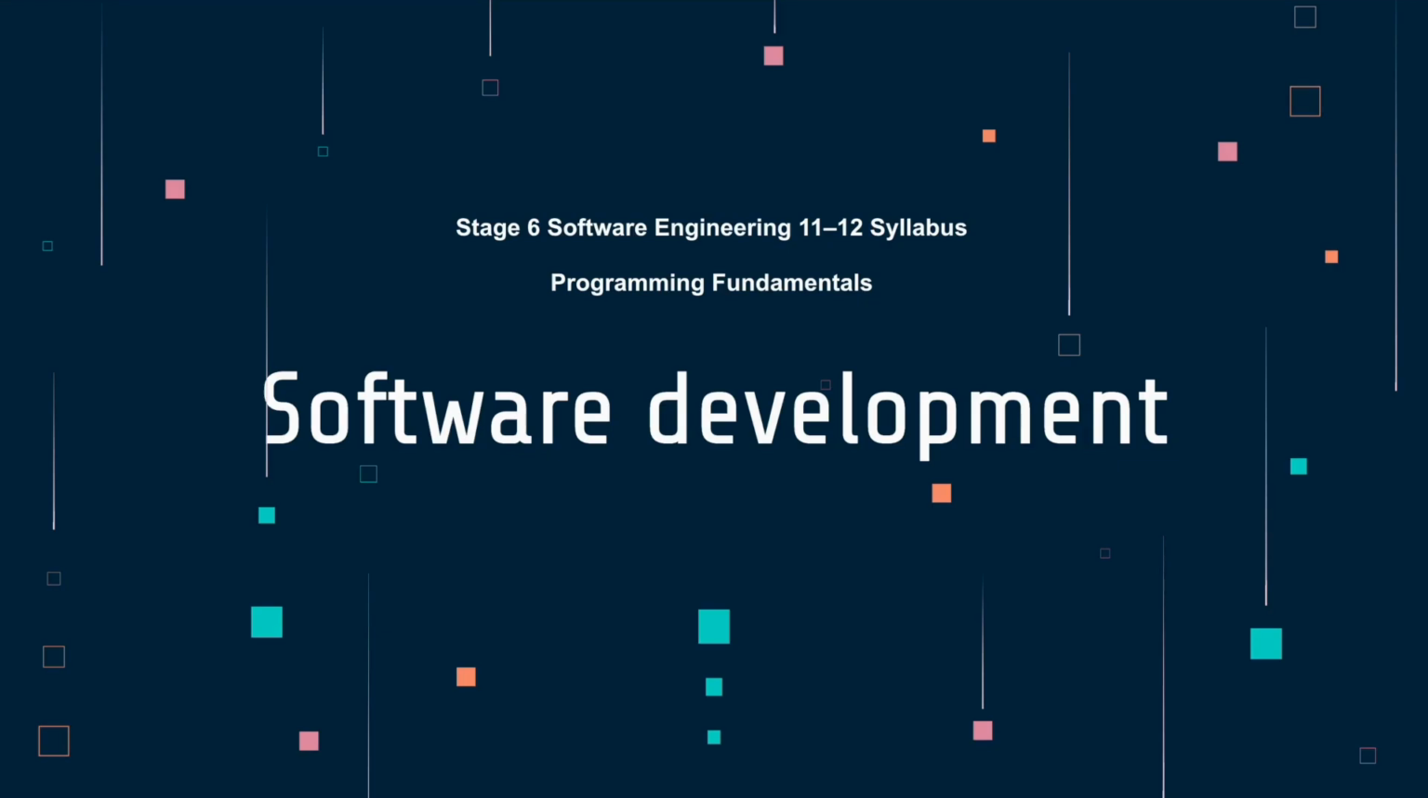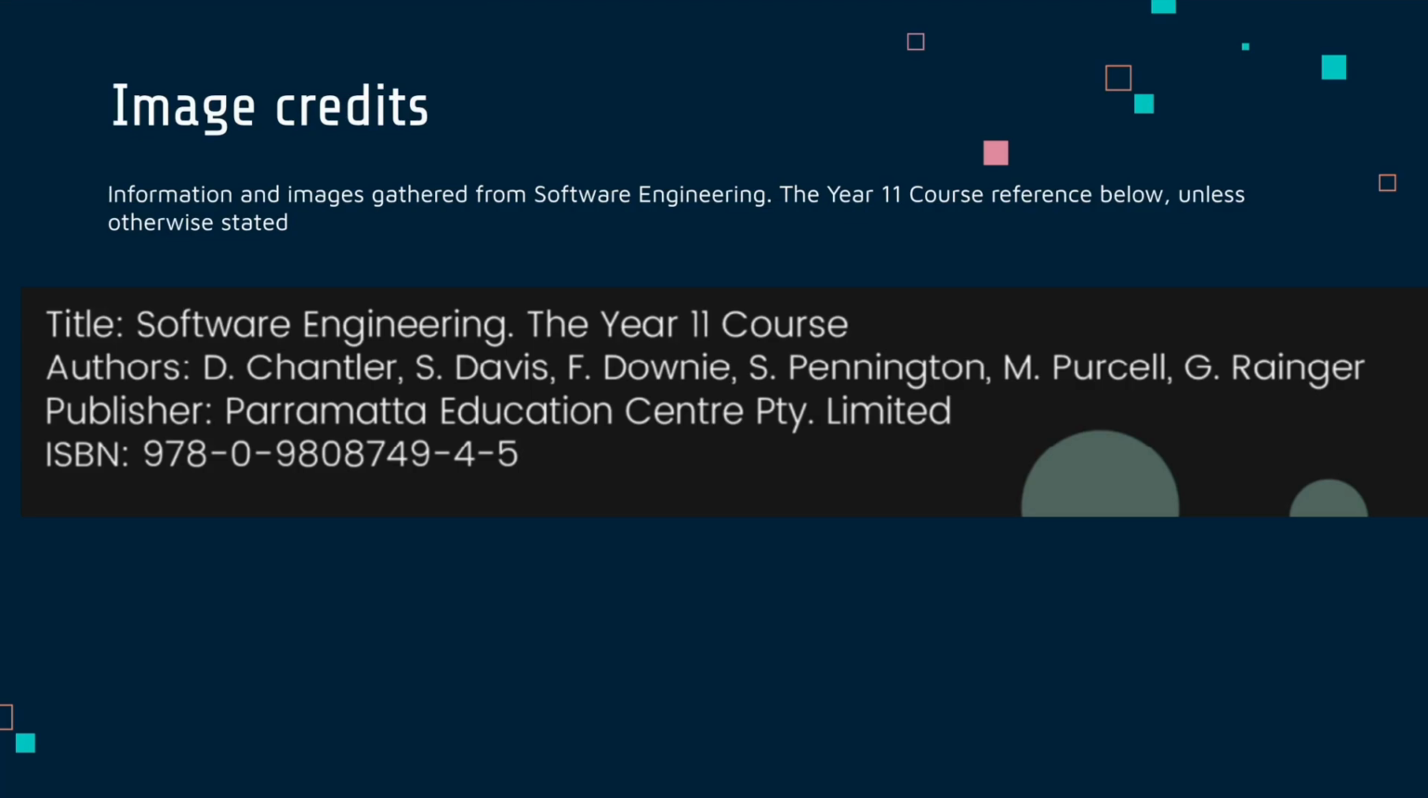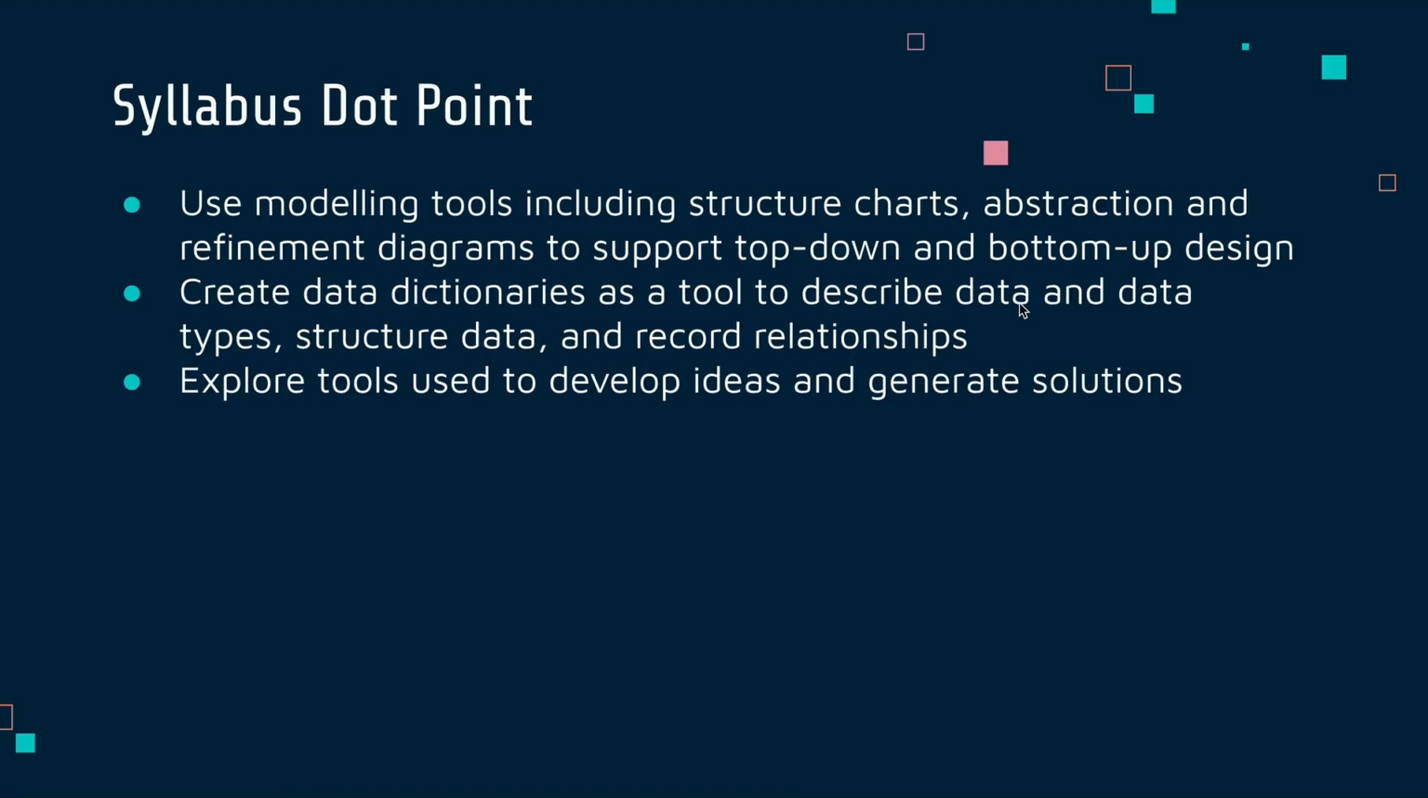This video tutorial is intended for students completing the Stage 6 Software Engineering syllabus, first unit of work Programming Fundamentals, and the very first syllabus dot point, Software Development. Information and images gathered in this presentation have been sourced from Software Engineering, the Year 11 course, unless otherwise stated. In this syllabus dot point today, we are going to continue looking at modelling tools.